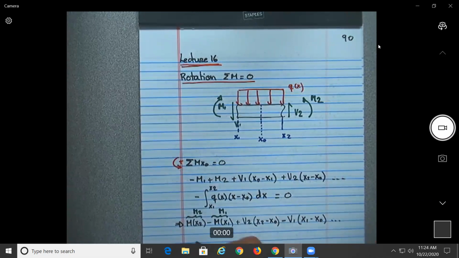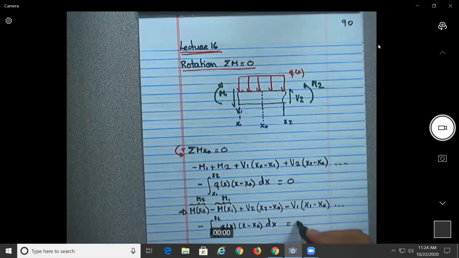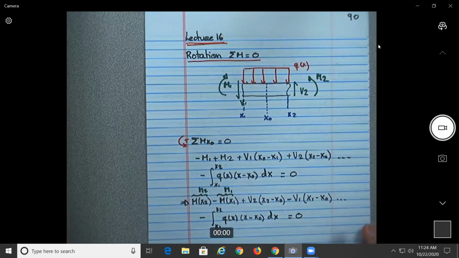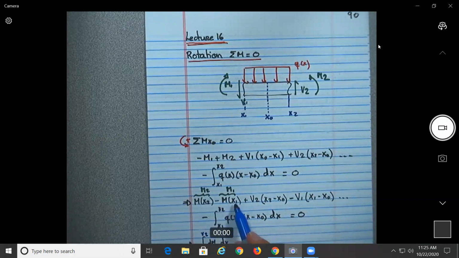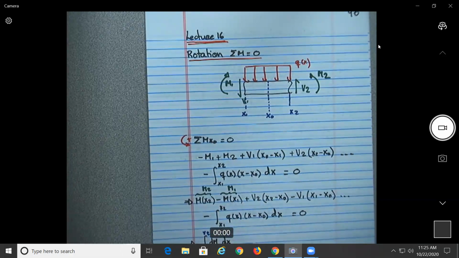And now again, I run out of space for that one, minus the integral between x1 and x2 of q of x, x minus x0, dx equal to 0. Okay, so as before, let me just do an extra step. So these two terms over here become what? Integral of dM/dx times dx between x1 and x2. So this comes from these two terms. This is the definition of the integral, no? The integral of this is M2 minus M1. Okay, that would be the definition.